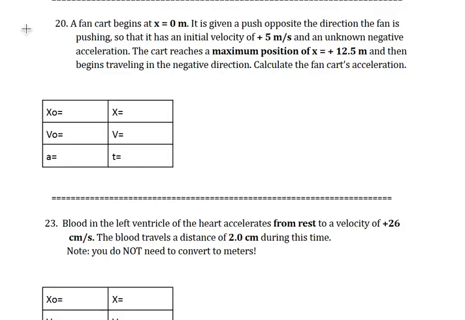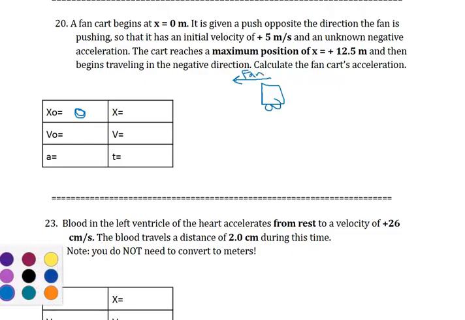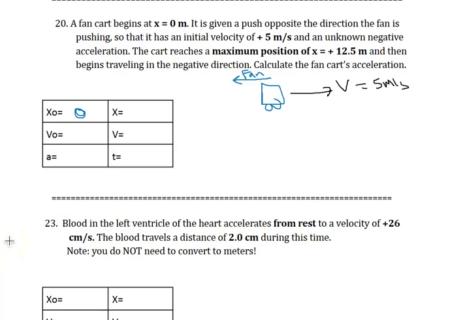Fan car begins at x equals 0. It's given a push opposite the direction of the fan is pushing. So the fan cart's trying, let's just say the fan cart's trying to make it go this way, and you push it this way with a speed of 5. And so that fan's going to slow it down. It's going to have a turnaround point and then come back the other way.